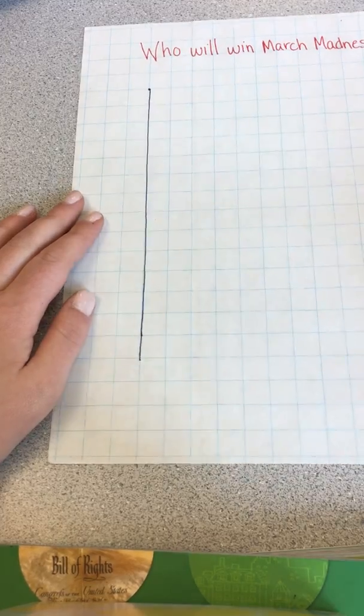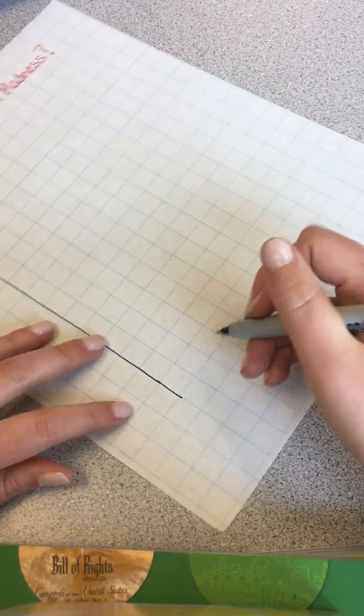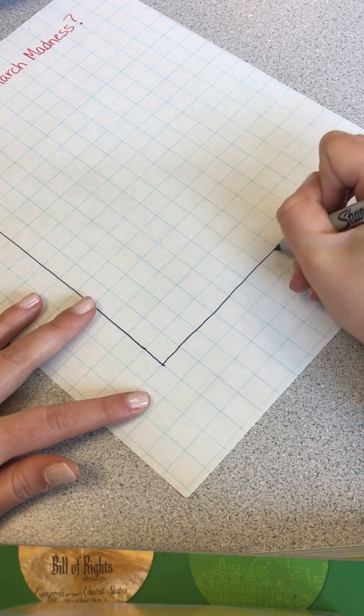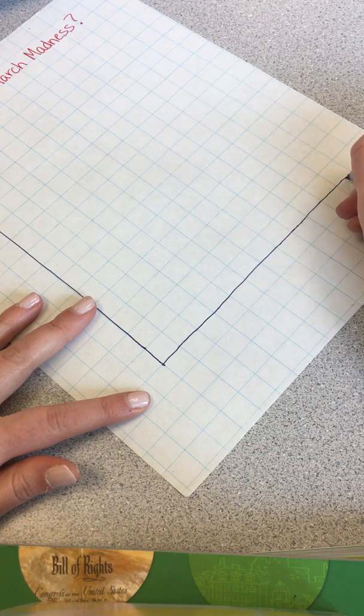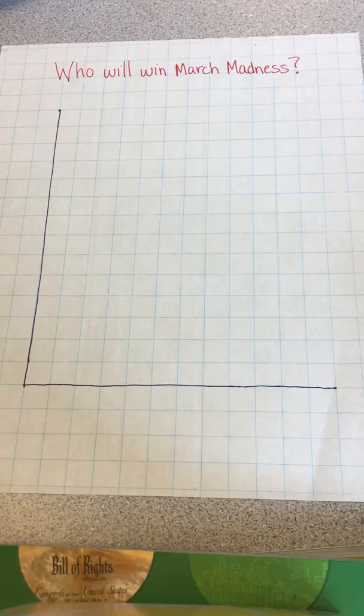So this is my y-axis, and then I'm going to have to bring it across the bottom to make my x-axis. So the same thing. I'm just going to draw a straight line following that line on the graph paper. So now I have both axes in the base of my graph.